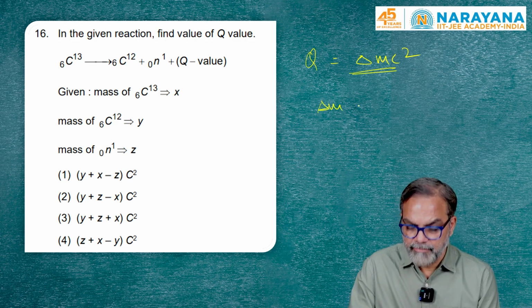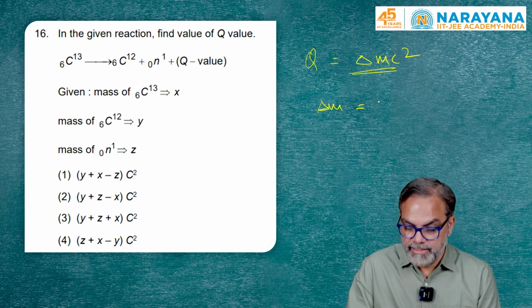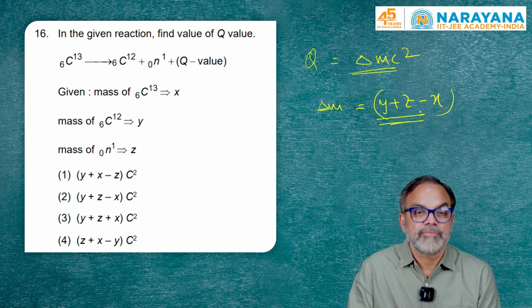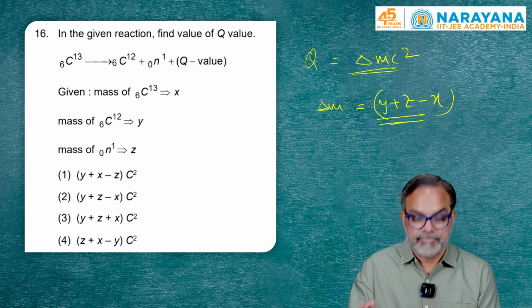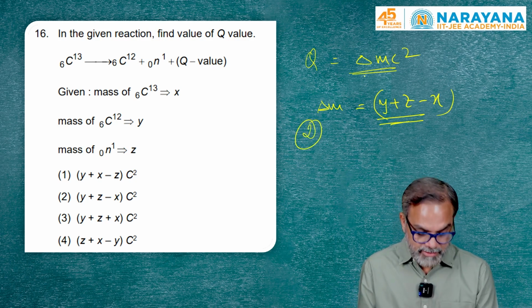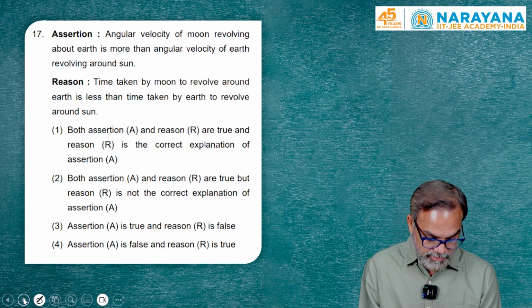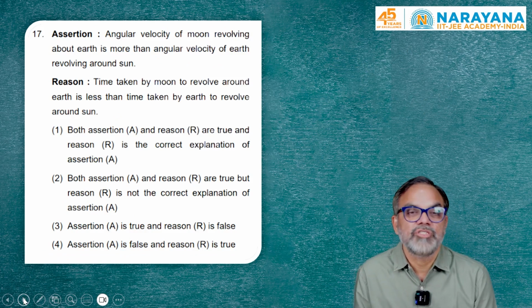Delta m will be y plus z minus x. Y plus z minus x, that means it is the second option. Simple, again formula based. Again, we have a very simple theoretical question.